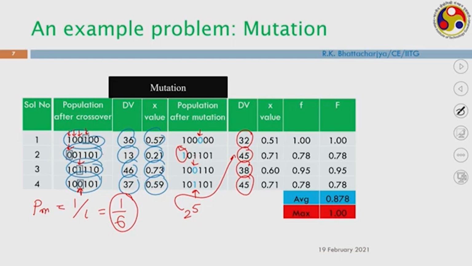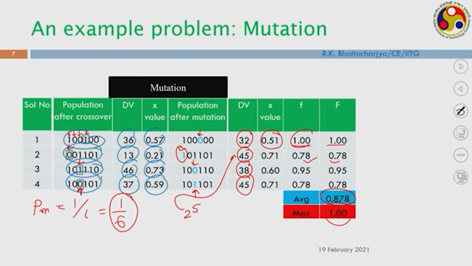Now you just look at that. I am getting 32 here. So, this is 0.51 and then the f value is 1, and this is 1. For the other solutions also I have calculated the small f and capital F. Capital F and small f are equal here, and your average value is increasing to 0.878 and the maximum value. For 51 also you are getting approximately the function value of 1, that means you are almost near the optimum.